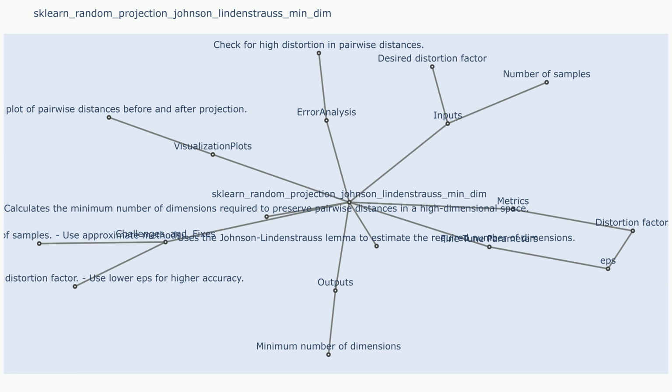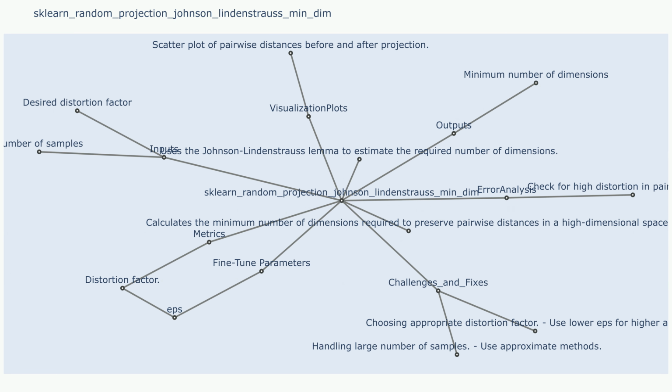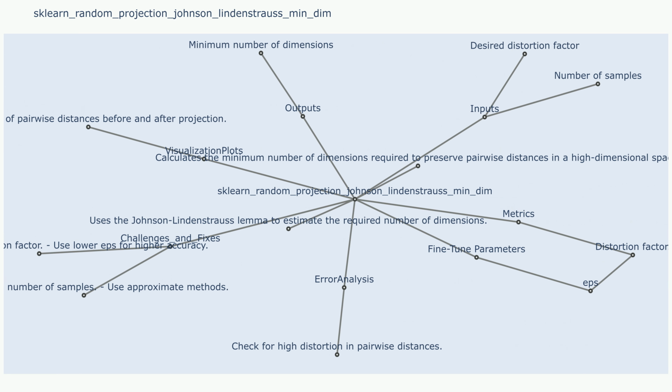Using the Johnson-Lindenstrauss lemma. Inputs: n_samples, the number of data points in the original dataset. This is an integer representing the number of rows in the dataset. eps, the desired error bound, a number between 0 and 1, representing the maximum acceptable distortion of pairwise distances in the embedding. Smaller values of eps result in more accurate embeddings but require a higher dimensionality.